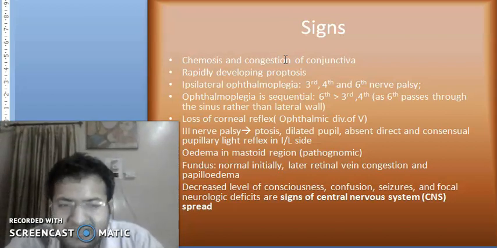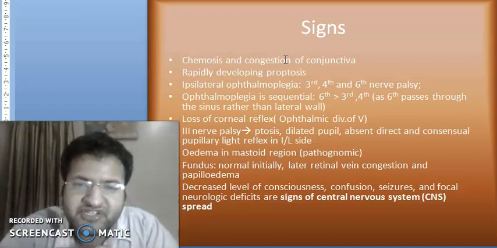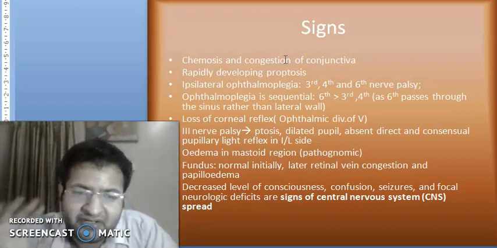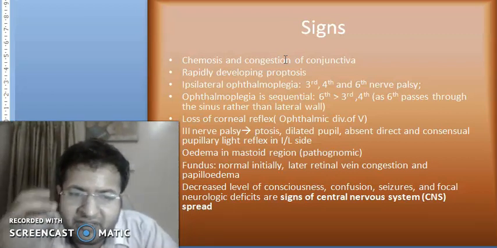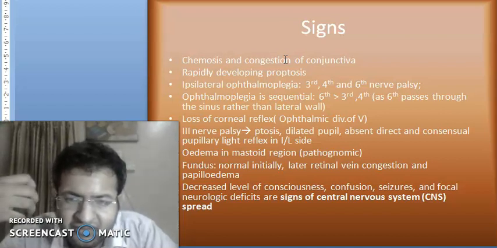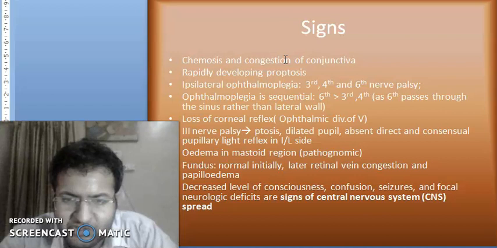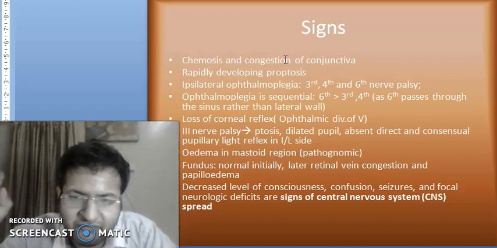What are the signs seen in cavernous sinus thrombosis? There will be chemosis and congestion of the conjunctiva. There is a rapidly developing proptosis. There will be ipsilateral ophthalmoplegia, that is the third, fourth and sixth nerve palsy will be there. The ophthalmoplegia will be sequential, that is the sixth is involved first, after that the third and the fourth are involved.